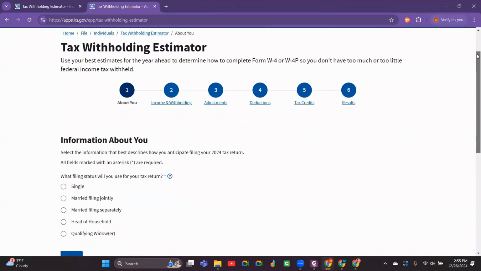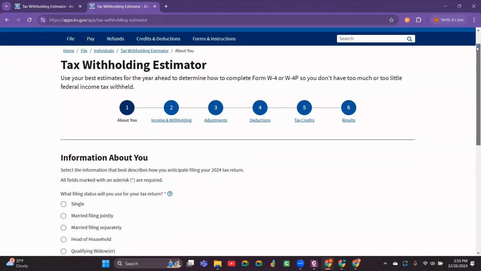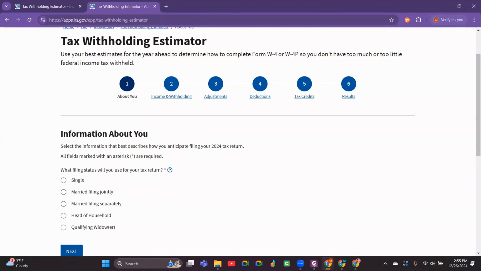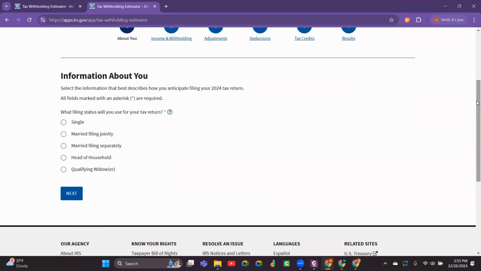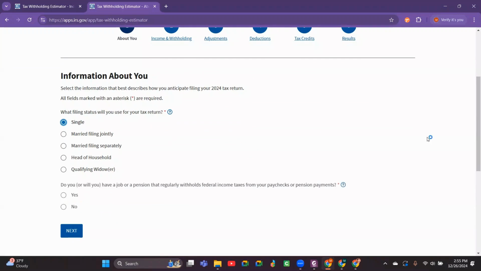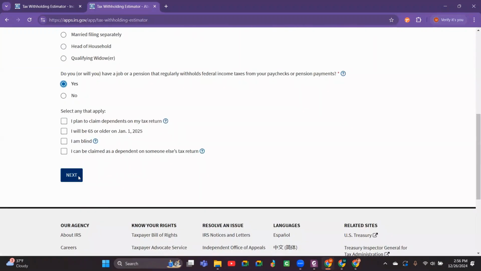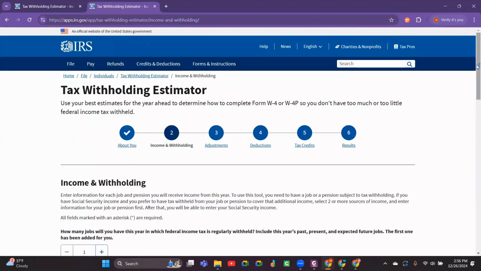We're going to go with our first scenario, which is an employee that makes $60,000 a year and who has about $10,000 in federal withholding. So let's scroll down. We're going to select this person as single, and they will say they have a job. For this scenario, they don't have any dependents. And we're going to go through.